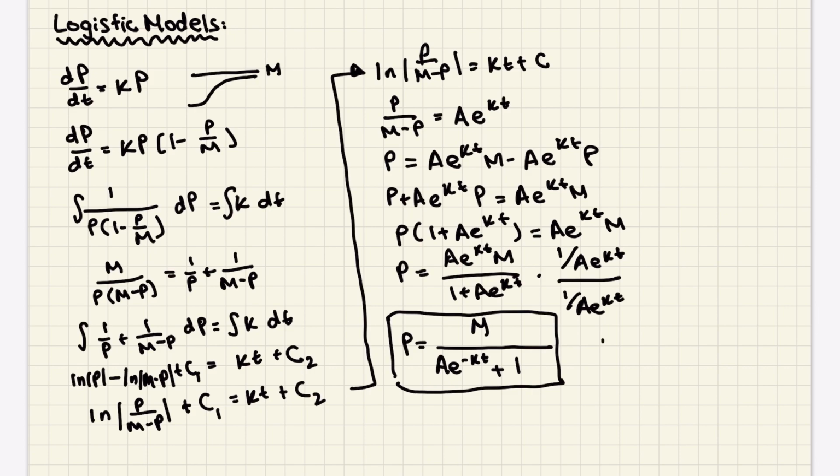You can use a little bit of algebra to find out that a is just equal to m minus the initial population over the initial population. Again, you can figure that out by plugging in 0 into this equation and solving for it. If you plug in 0, you get the initial population here, and so you just get a equals this value in terms of the initial population and the carrying capacity. And so that is the equation of the logistic model and how to derive it.